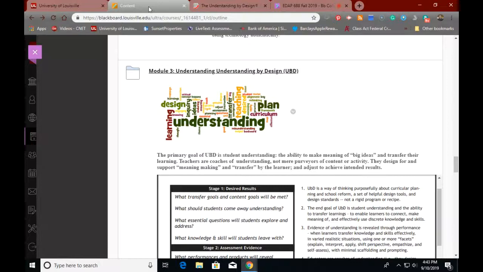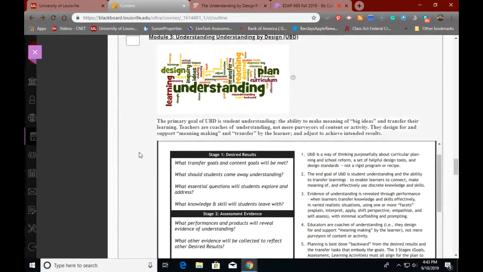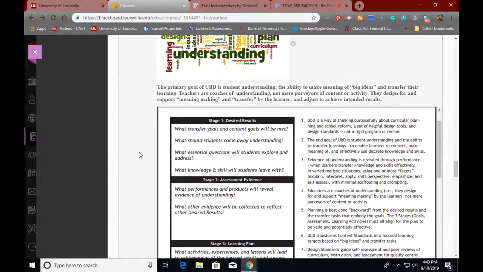So when you look at this graphic I have up on the screen right now, this is the UbD in a nutshell graphic. I have used this, I can't tell you how many years. How many years ago was it I learned about Understanding by Design? We'll call it 25, and we'll leave it at that. But transfer goals and content goals, what will we be doing? Now, I think this is backwards. It should be content goals and transfer goals, but I'm okay with that.